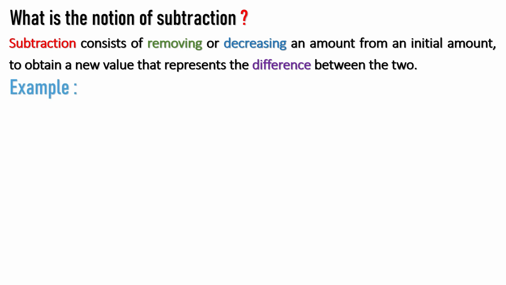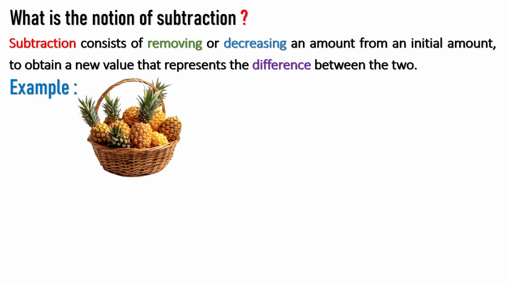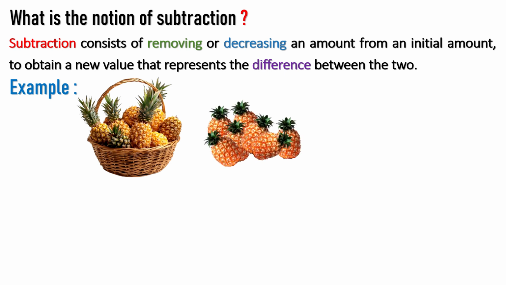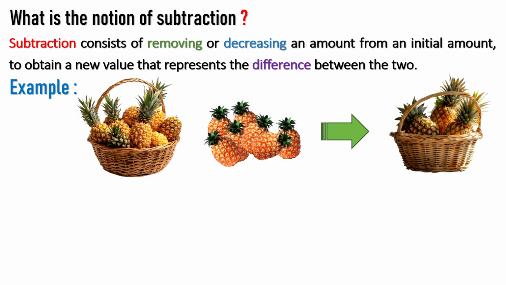Let's look at an example. We have a group of 10 pineapples and we remove from it a group of 7 pineapples. Then what will be the difference in the pineapples? A group of 3 pineapples. Algebraically, this is represented as follows.